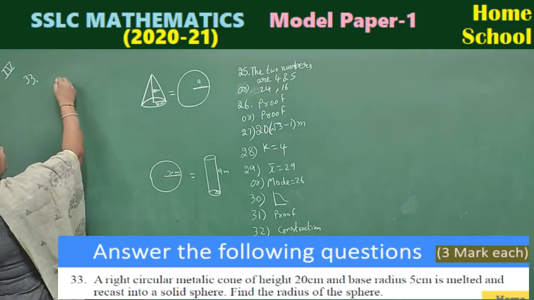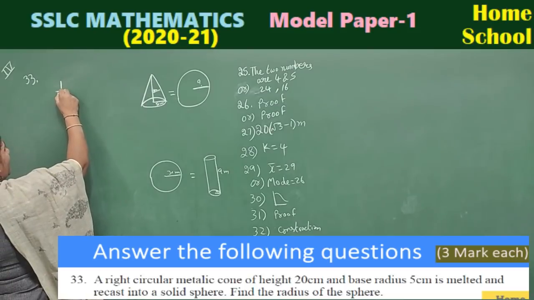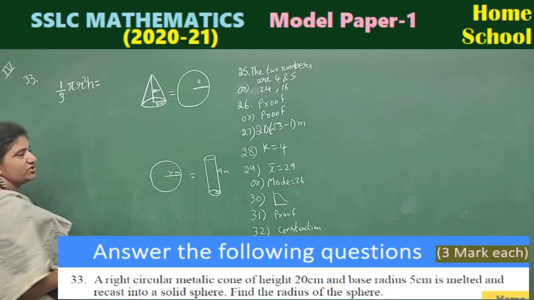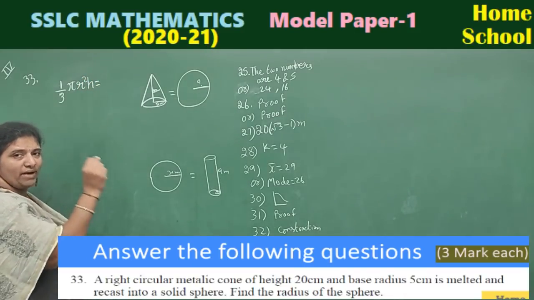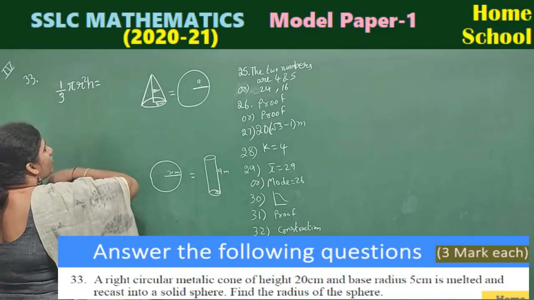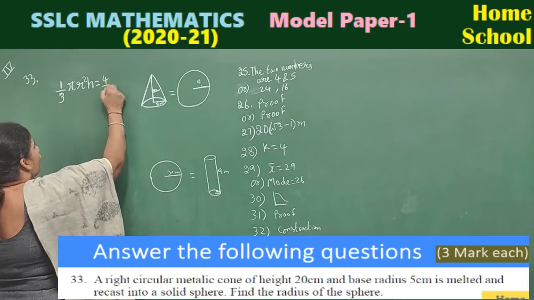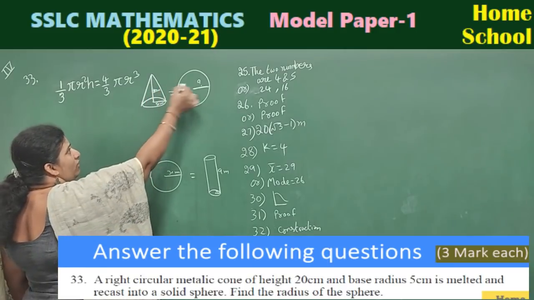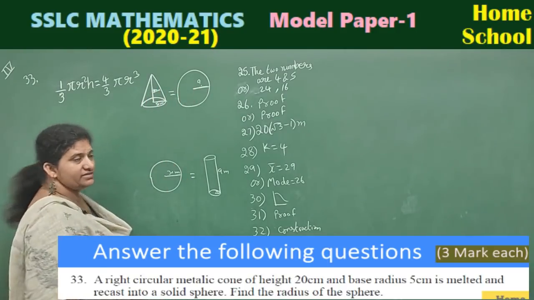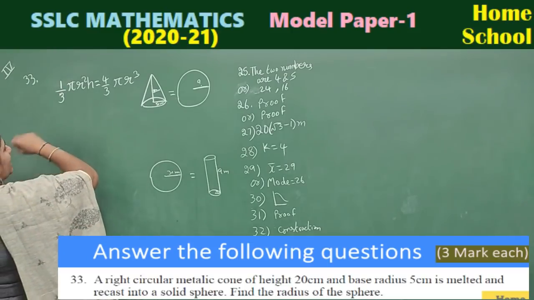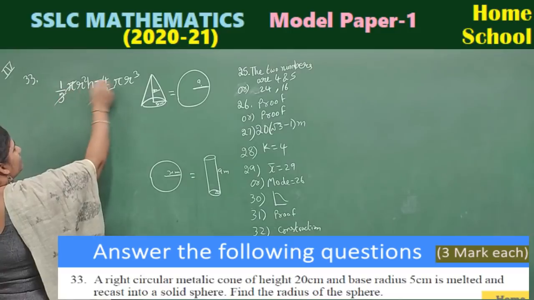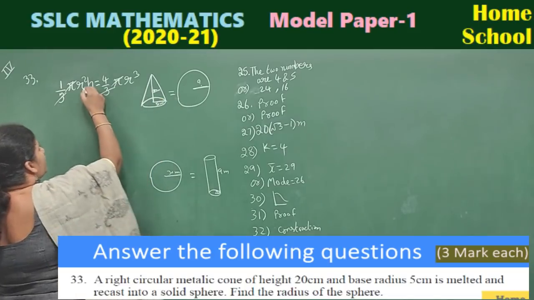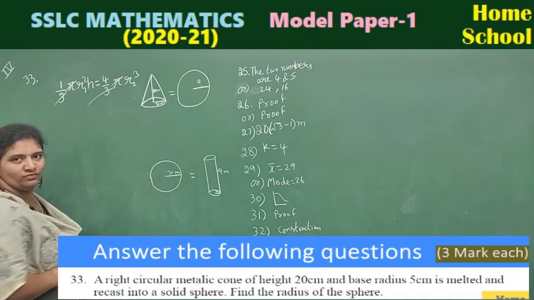What is its formula? Volume of cone 1 by 3 pi r square h is equal to volume of a solid sphere. That will be 4 by 3 pi r cube. See here, this radius we know, height we know, and we don't know the sphere radius. Let us substitute. Instead of substituting, I can cancel. 3 will be cancelled. Pi will be cancelled. And this r is different, this r is different. So let me write it as r1, r2.